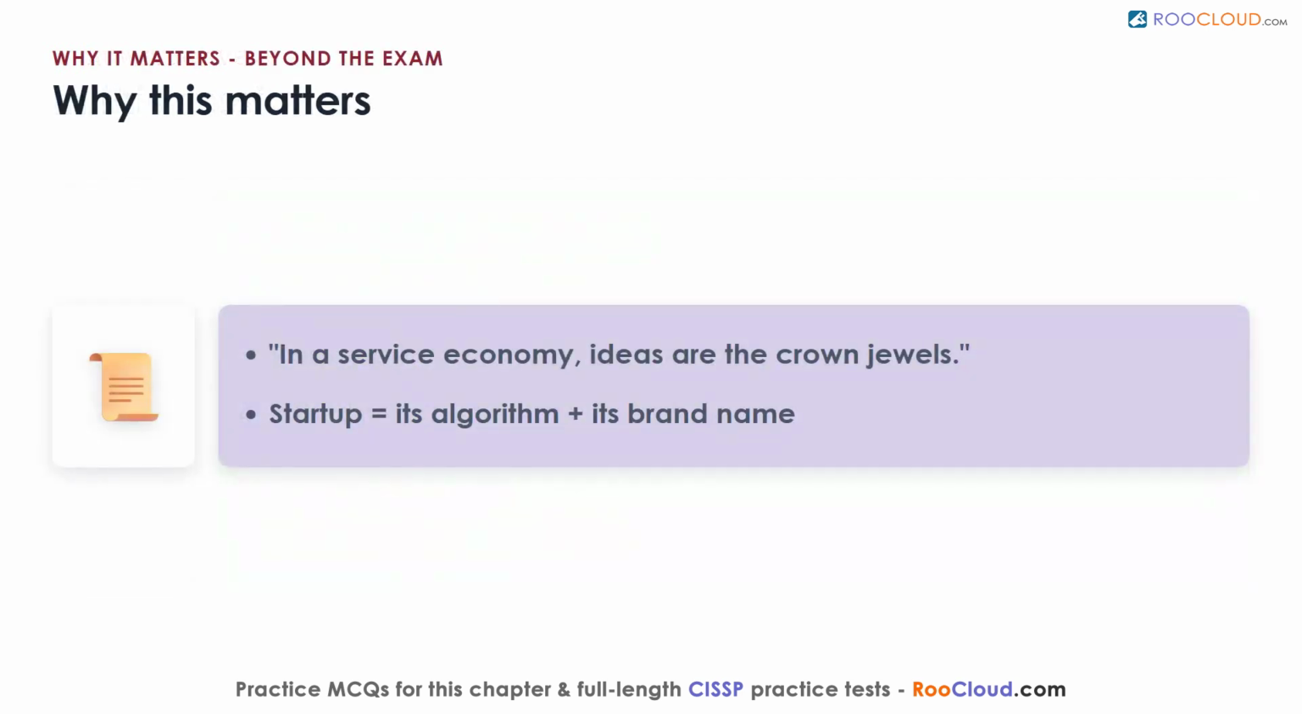Why does this matter beyond the exam? Because in a service economy, ideas are often the most valuable thing a company owns. Picture a startup whose entire worth is its recommendation algorithm and its brand name. If you cannot tell a copyright from a trade secret, you cannot advise on how to protect either one. Choosing the right form of protection is a security decision, not just a legal one.